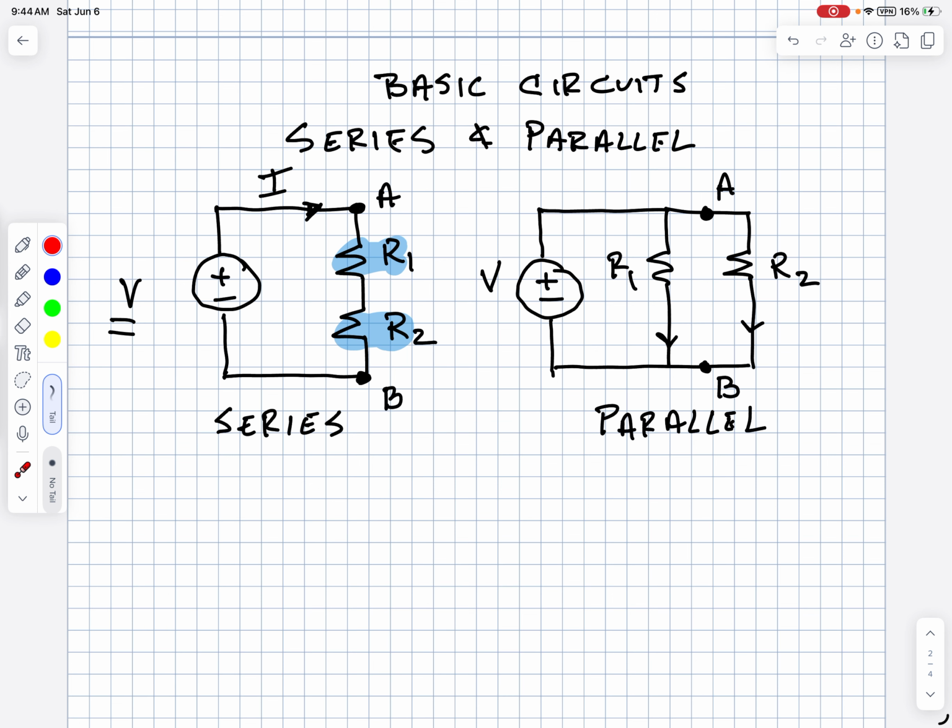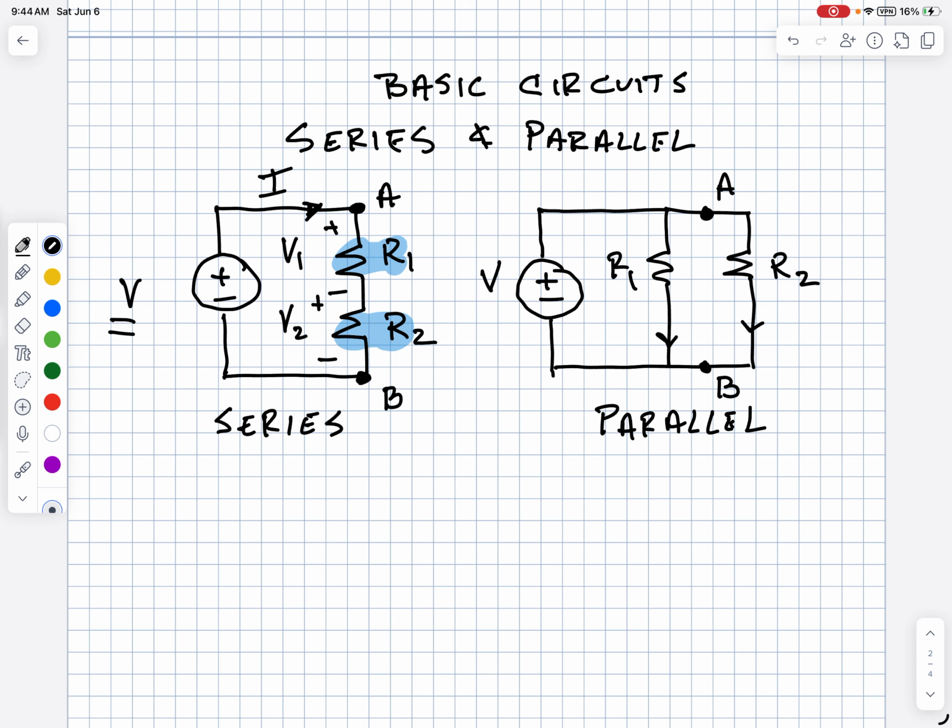Notice that the voltage across R1 and R2 is not the same. Ohm's law applies. The voltage drop across R1 is V1, which is I times R1. So if you had a different value of R1 compared to R2, V2 would be a different value because it would be I times R2. So the point is it's the current that's the same.